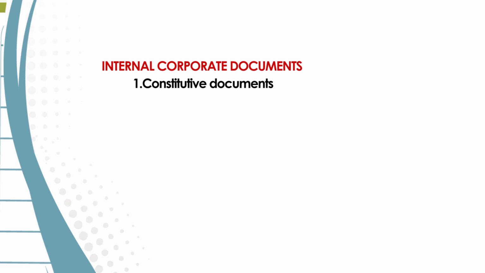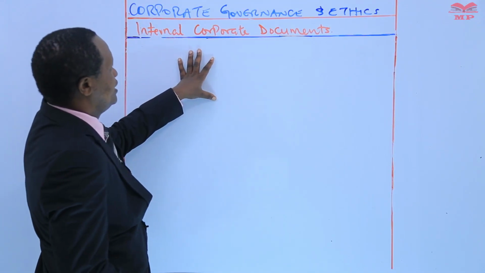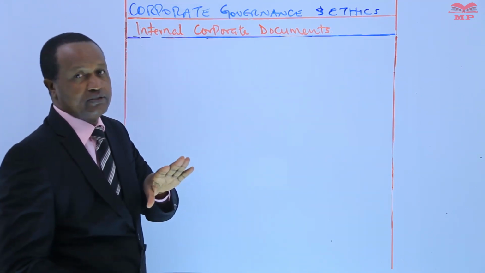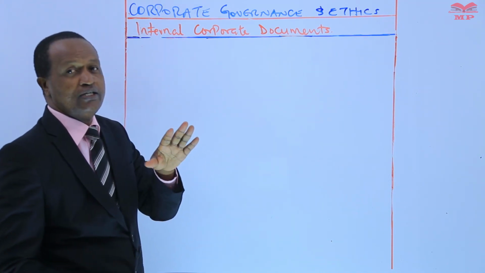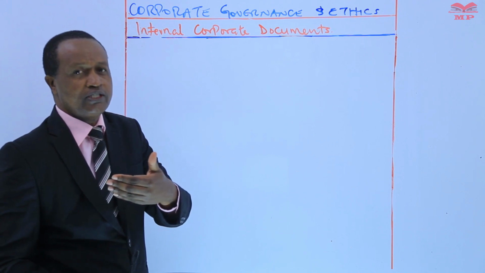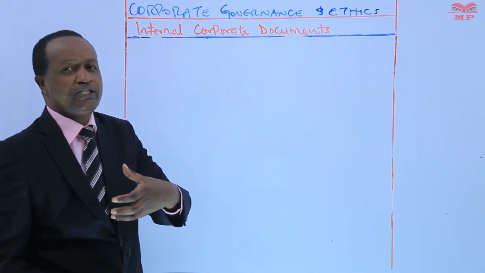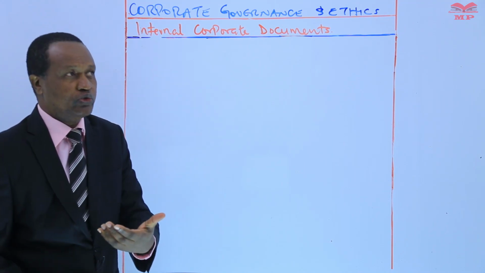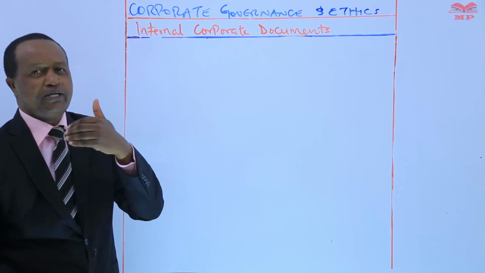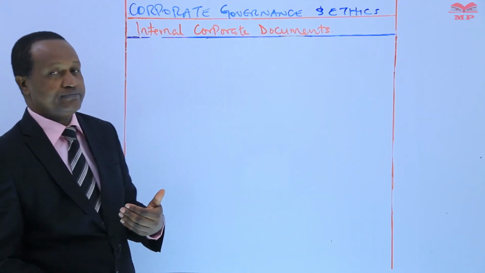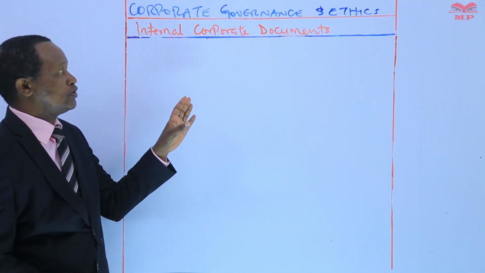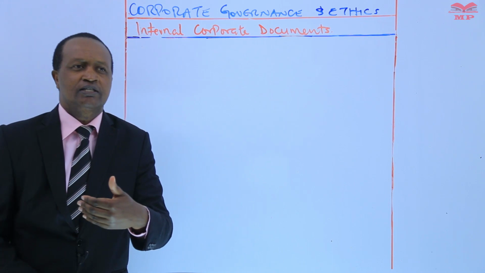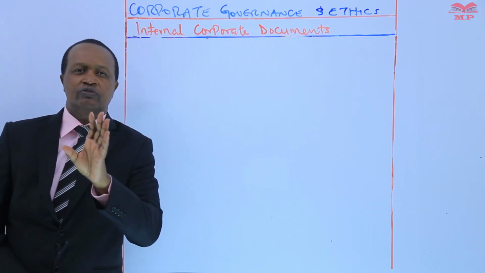But before we move to the constitutive documents, we need to define internal corporate documents. What are these internal corporate documents? Now, the internal corporate documents are confidential records and communications that are created and maintained within a company for its internal use and operations. They are not typically meant for public disclosure and are often protected by confidentiality agreements or clauses. These documents play a crucial role in the day-to-day management, in decision-making, and governance of the company.